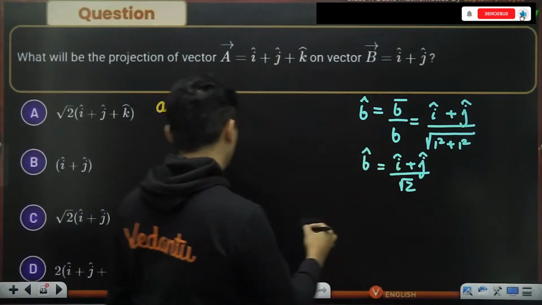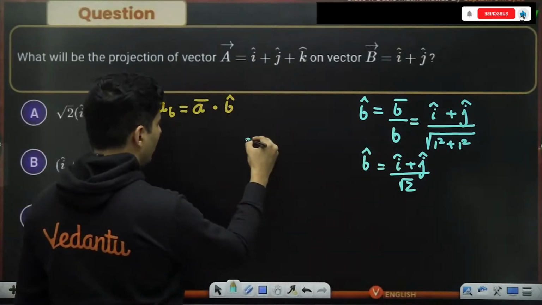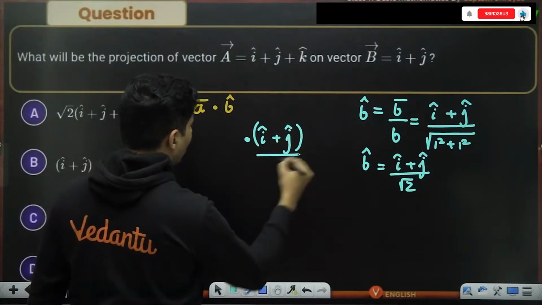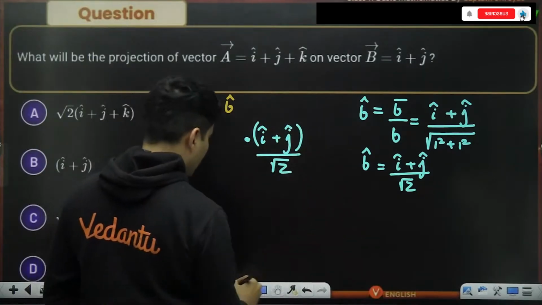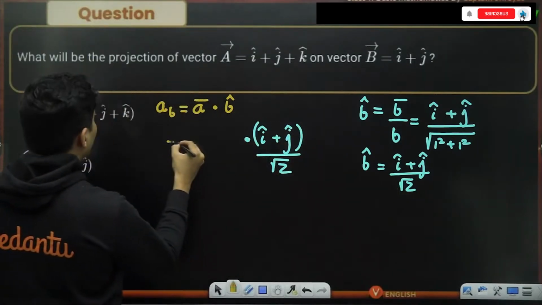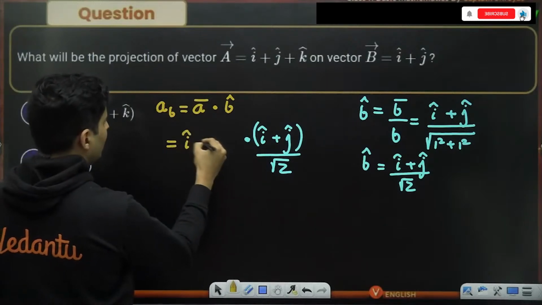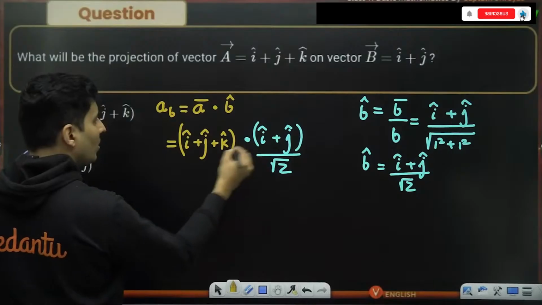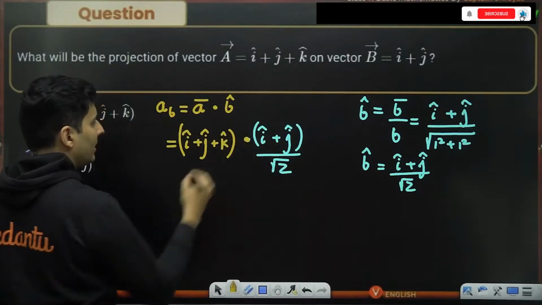That is your B hat. Okay, so I'll put dot product over here. I'll put I cap plus J cap over here, and I will put root 2 over here. Lastly, what is A vector? A vector is nothing but I cap plus J cap plus K cap, and that is dot producted as it is.